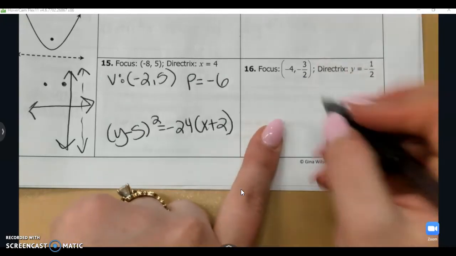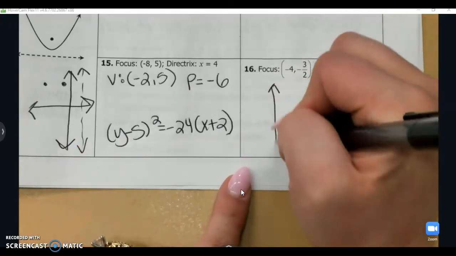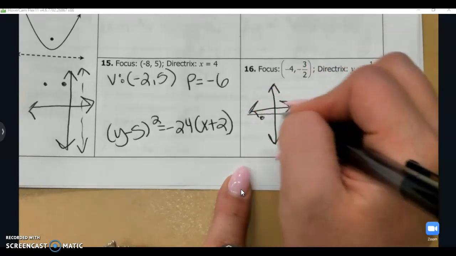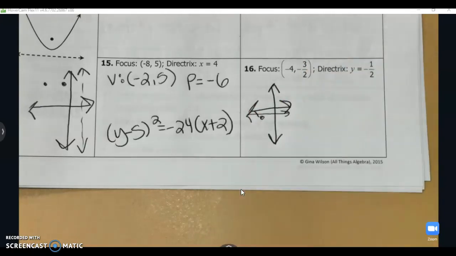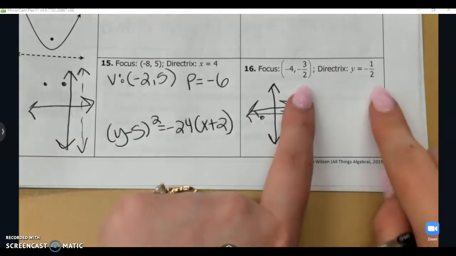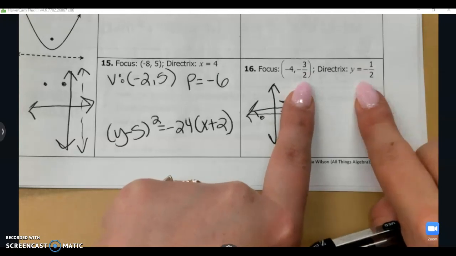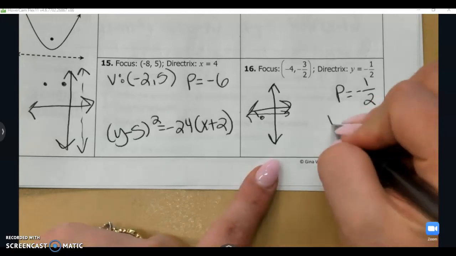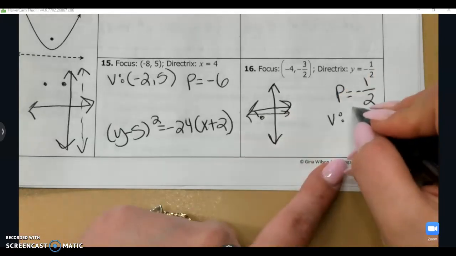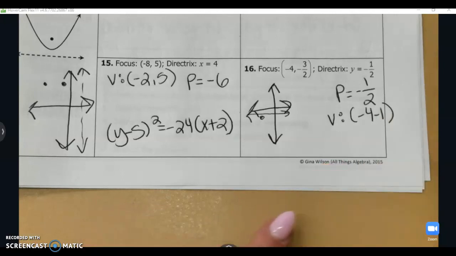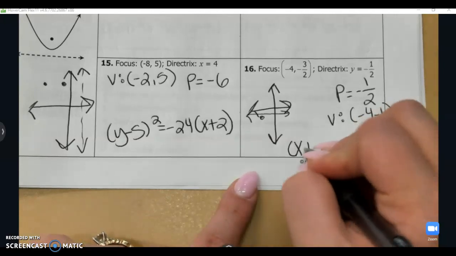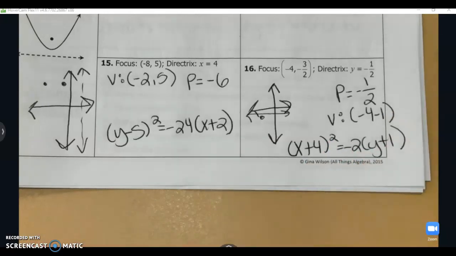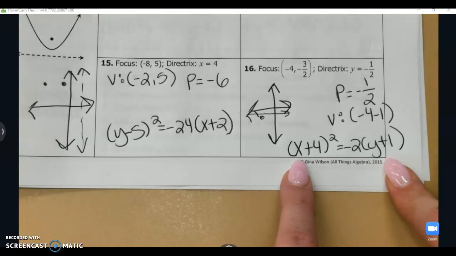All right, one more. Again, we have the focus and the directrix. If I do a quick sketch, here is my focus. There's my directrix. This is a vertical parabola open down. Look at my changes in my y's. From -3/2 to -1/2, that is a difference of -1/2. And so P is 1/2. The vertex is going to be in between at -4, -1. And so that equation for that vertical parabola open down is as such. And you can check your answers by graphing from your final equation.